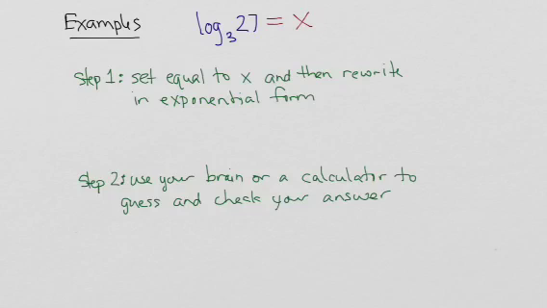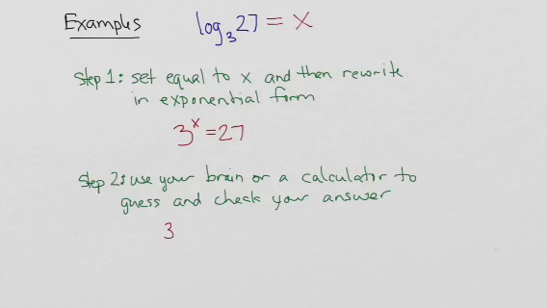The answer is what's missing. Then I'm going to rewrite this in exponential form, where that little 3 written down below is my main base number. And then again, the x and the 27 swap spots. The x becomes a little exponent, and the 27 switches to the other side of the equal sign and becomes the answer.